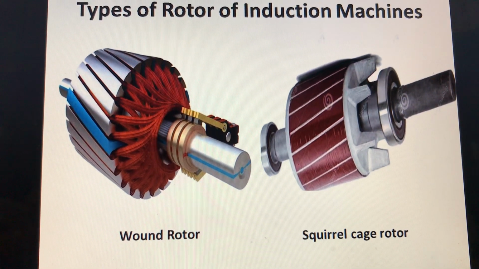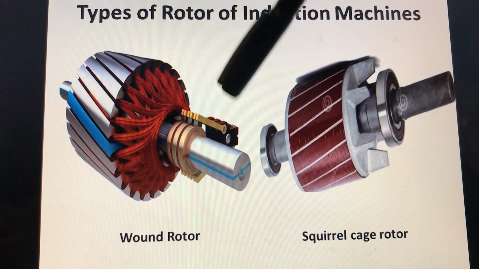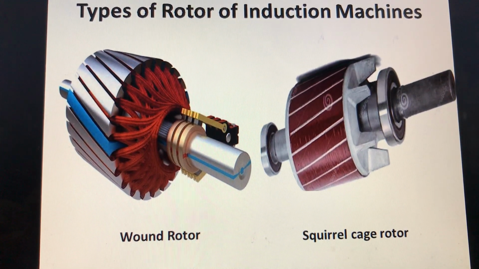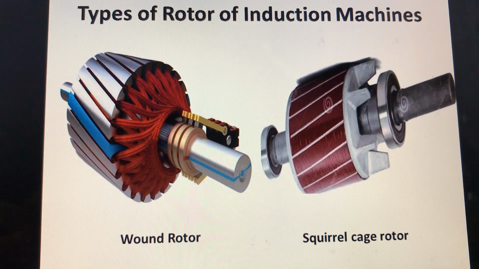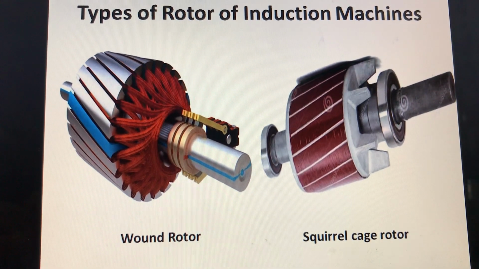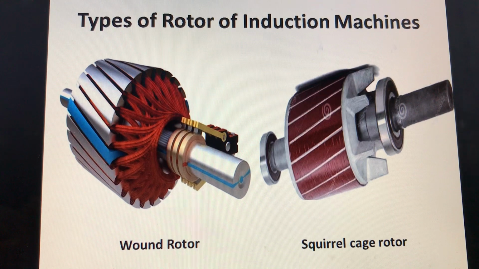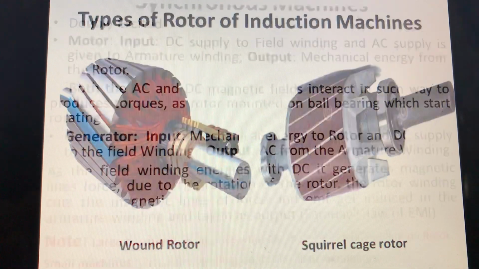These rotors are used where we are likely to add an external circuit. These are slip rings through which an external circuit can be added to the rotor of the motor. In squirrel cage rotor, there is no possibility to add any external circuit. These are short circuited with the help of end rings, so there is no possibility to add any external circuit. In case of wound rotor, their maintenance is high as compared to squirrel cage rotors.